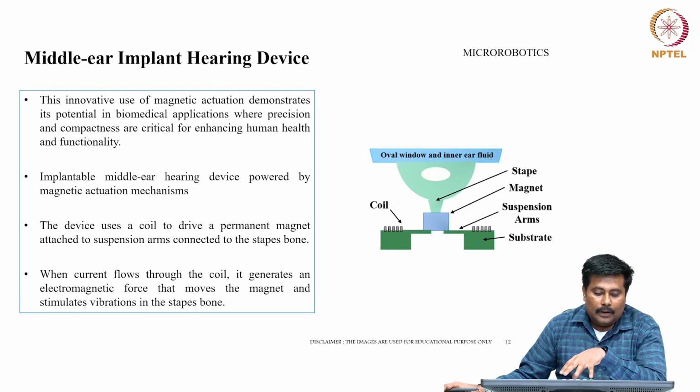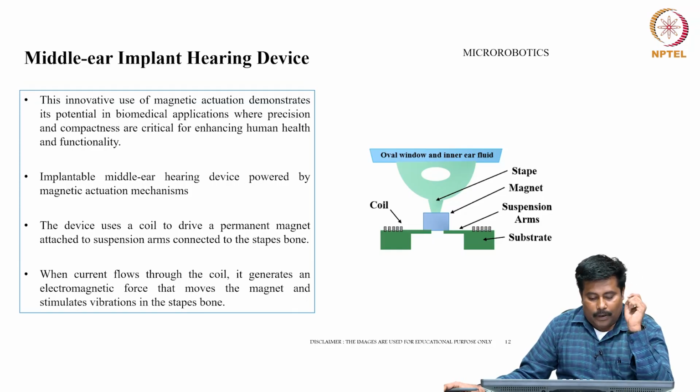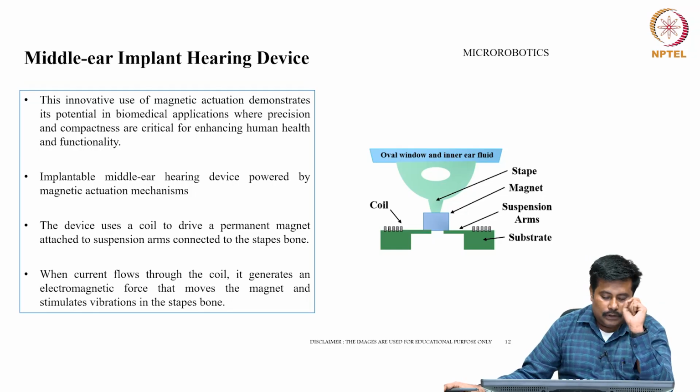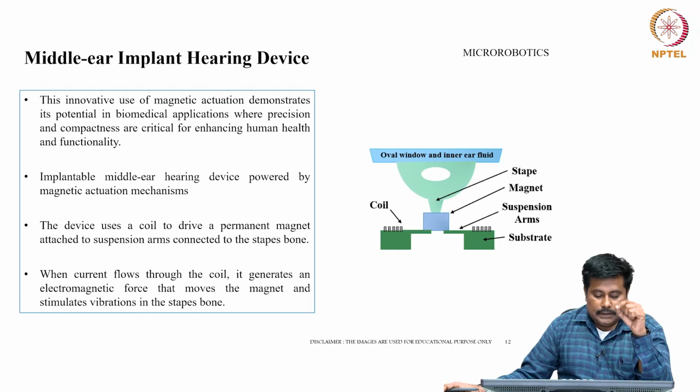So, the implantable middle ear hearing device is powered by the magnetic actuation mechanism. The device uses a coil to drive a permanent magnet attached to the suspension arm connected to the stapes bones. When the current flows through the coil, it generates an electromagnetic force that moves the magnet and stimulates the vibration in the stapes bone.